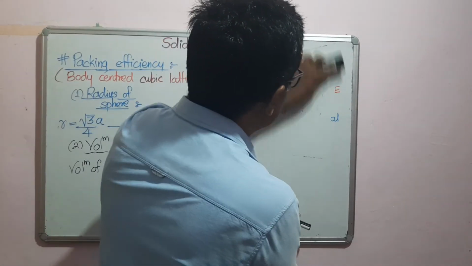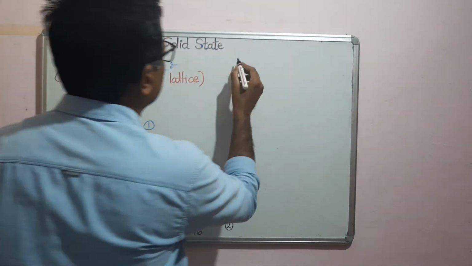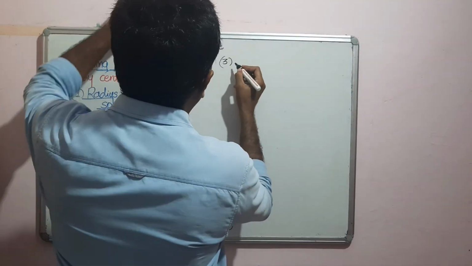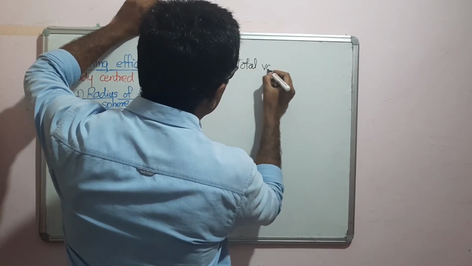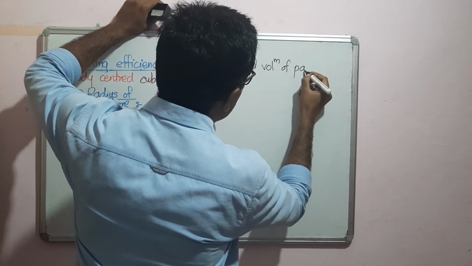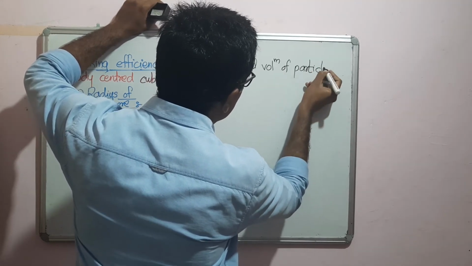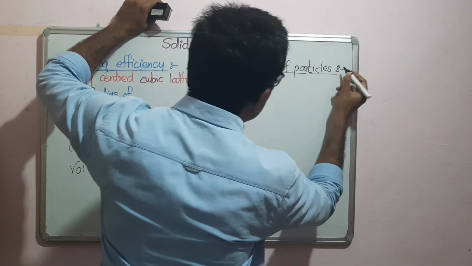So what is the third step? I will rub this one now. So third step, that is the total volume of particles. Now in case of BCC, how many total number of particles are present in the unit cell?